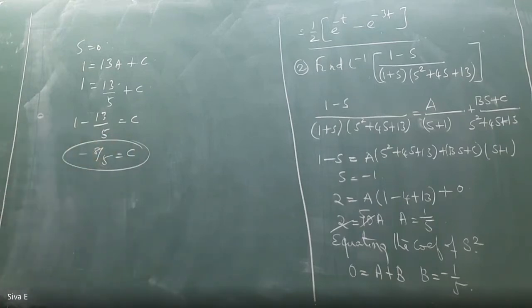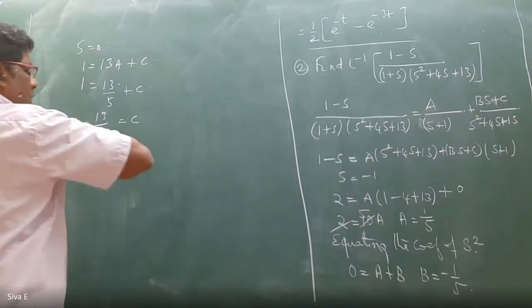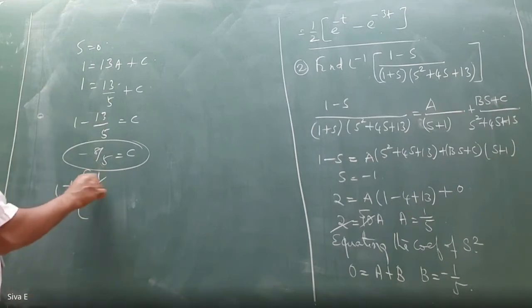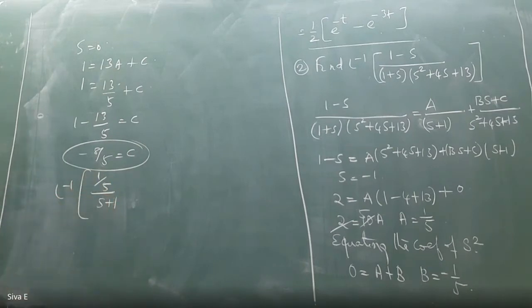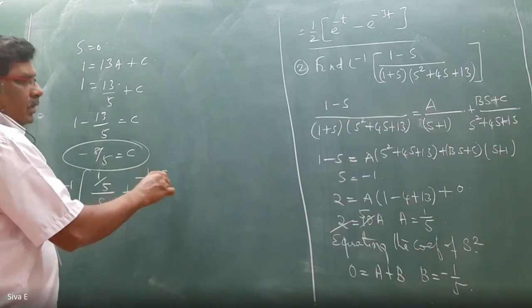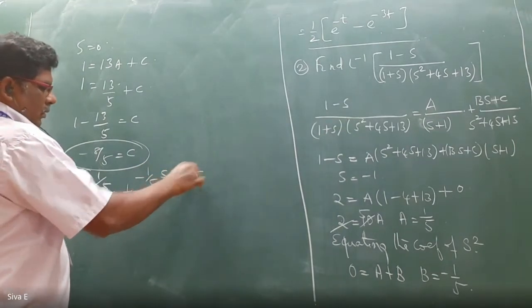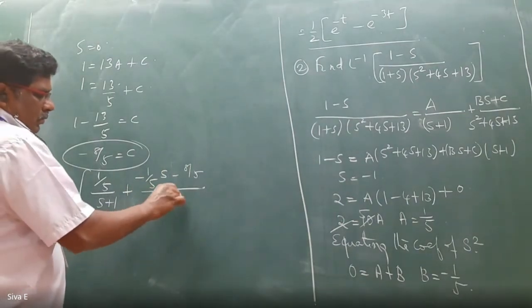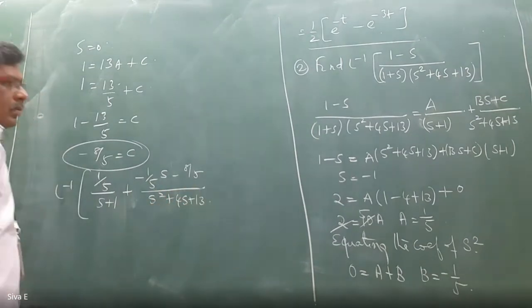So what is the value of L inverse? Therefore, L inverse of a by s plus 1, a is 1 by 5, plus (bs plus c), b is minus 1 by 5, s plus c, c is minus 8 by 5, divided by s square plus 4s plus 13.